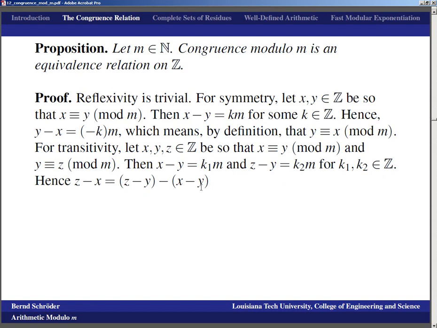Well, maybe there are two tricks. You could also multiply by 1. But here we add 0 in the form minus y minus negative y. And now we realize that z minus y is k2m and x minus y is k1m.